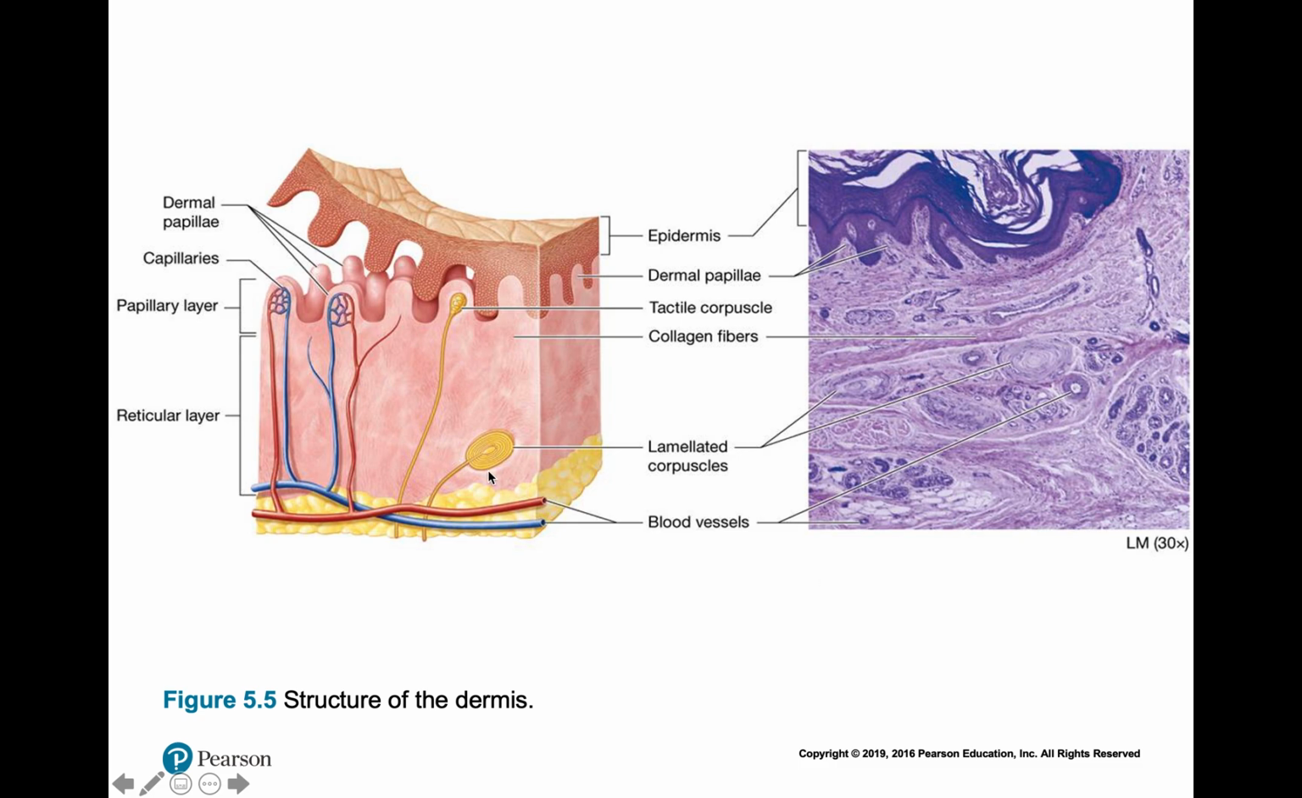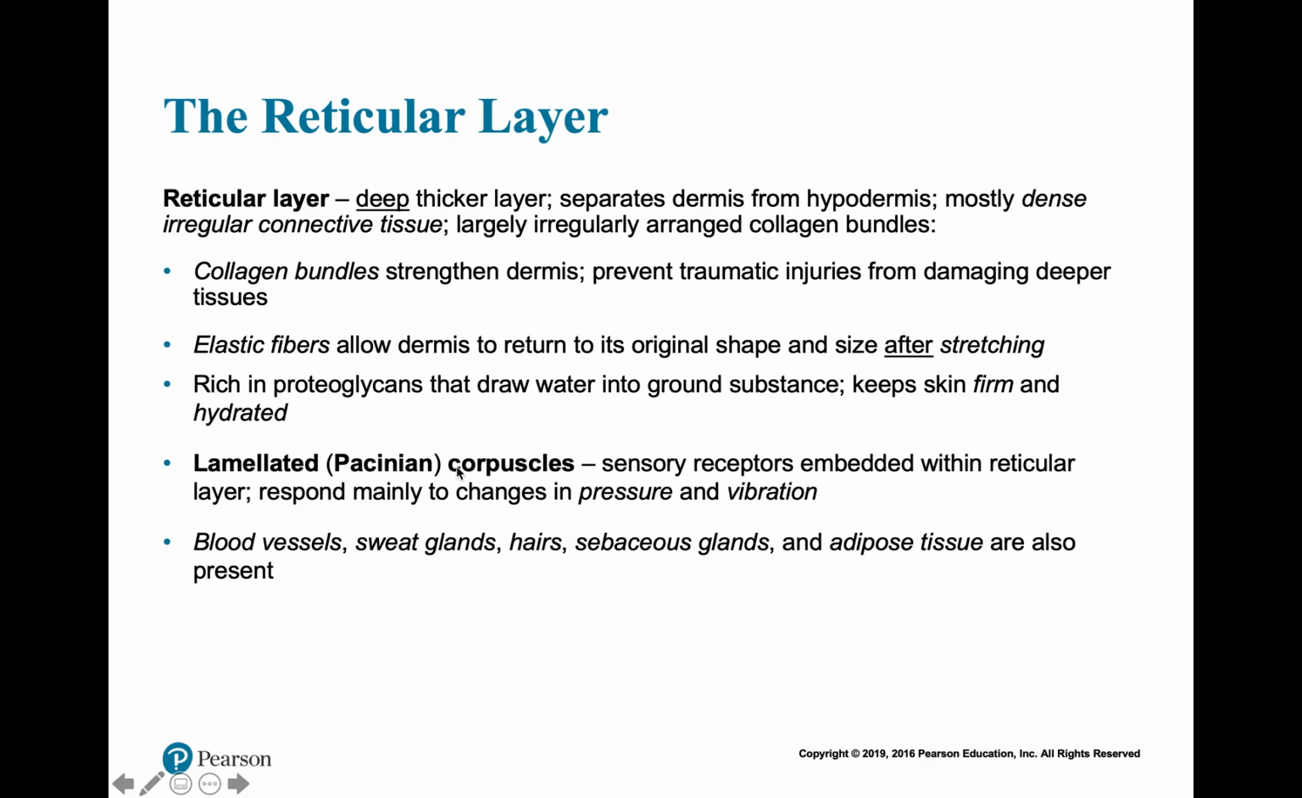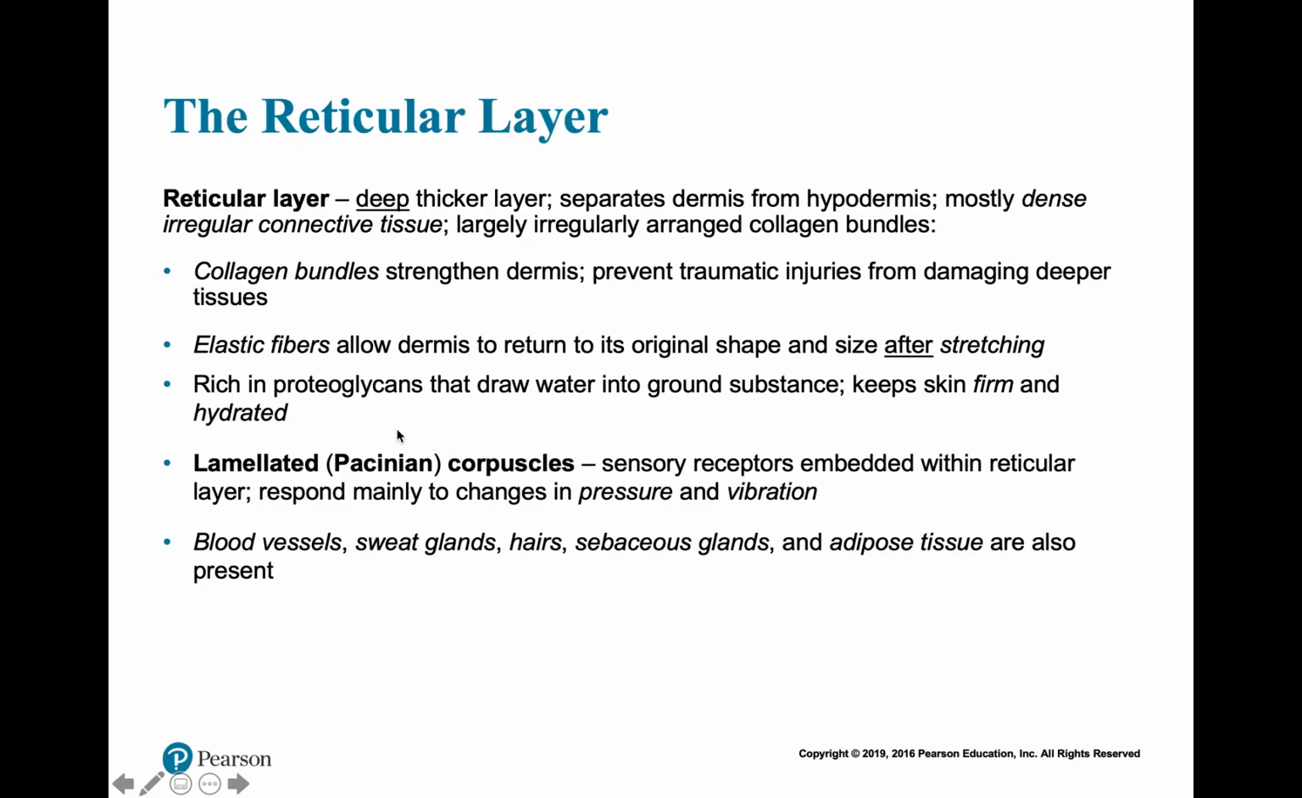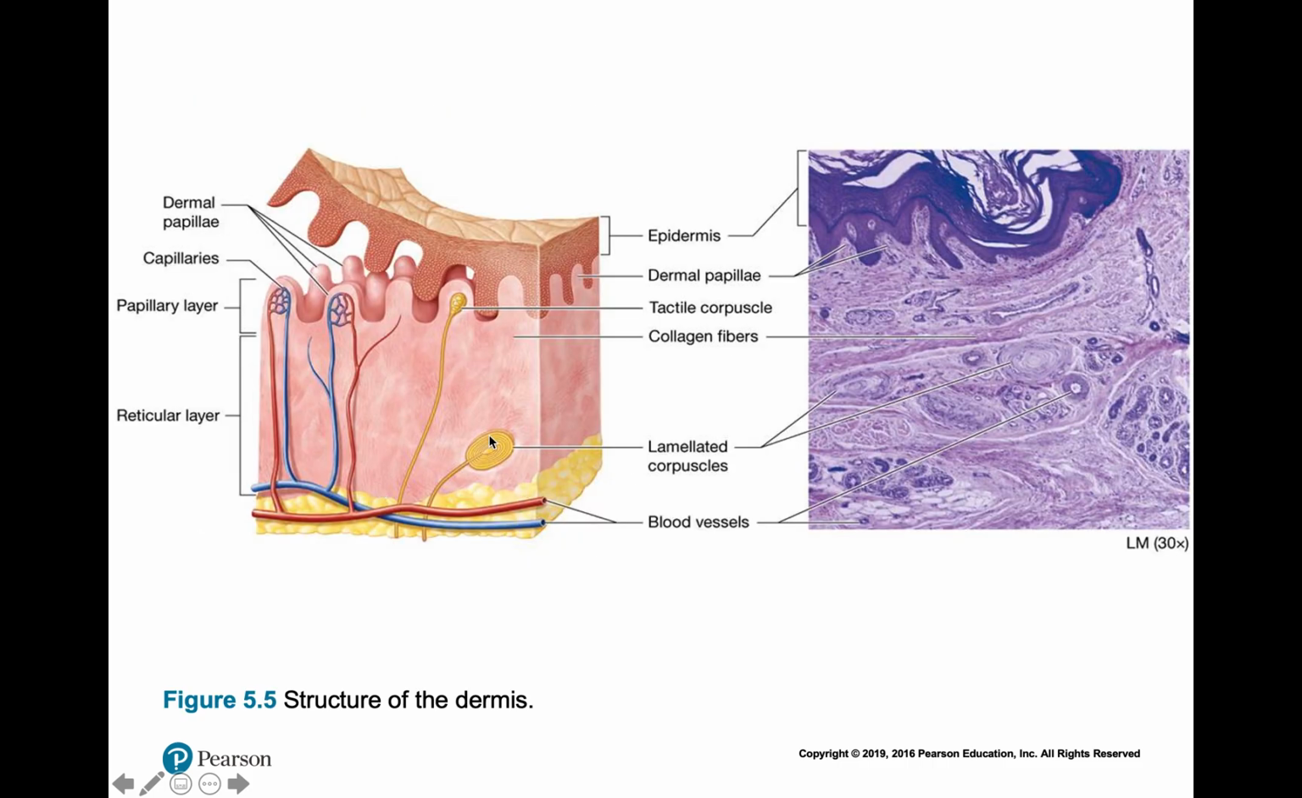We see another nervous tissue structure located in the reticular layer of the dermis, and these are called Pacinian corpuscles, or lamellated corpuscles, because they have lamellae or layers, kind of like an onion. I like calling them Pacinian corpuscles, after the individual who first identified them. These Pacinian corpuscles are located much deeper within the reticular layer of the dermis, whereas Meissner's corpuscles are located in the more superficial papillary layer of the dermis.